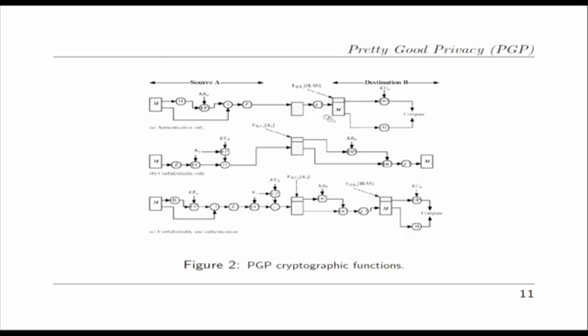After the unzip, we have the digital signature on the hash. We apply the public key decryption algorithm on this using the public key of A, and it gives back H of M. Then we have M, so we compute H again and compare these two. If they match, then the authentication is done. So this is the way we apply authentication.